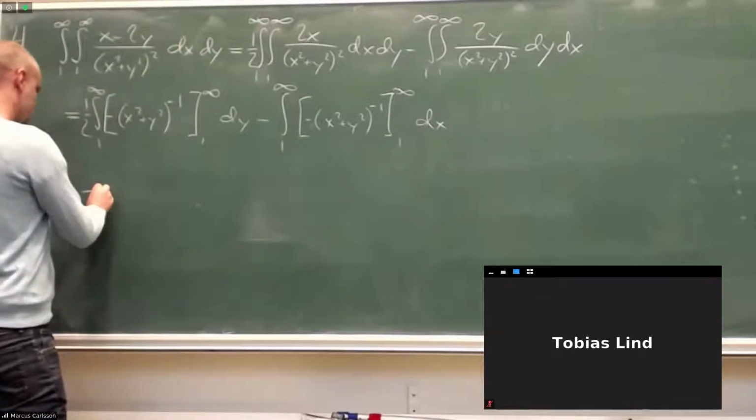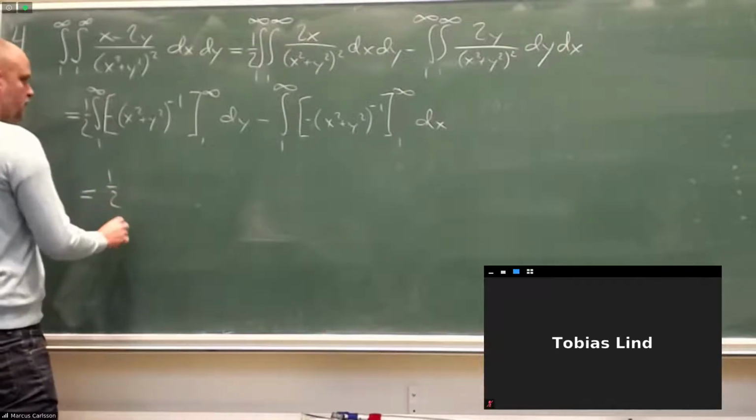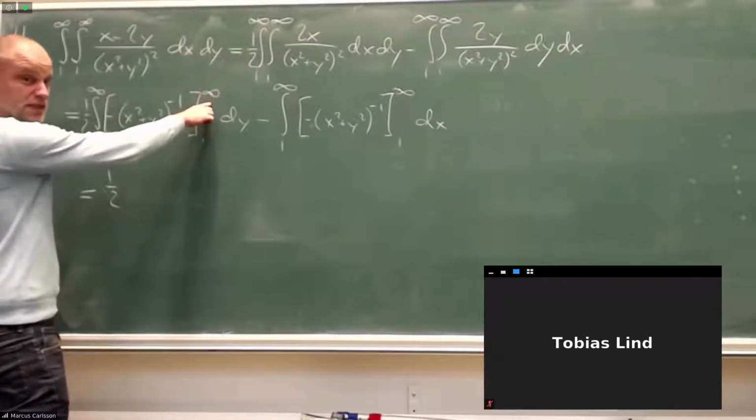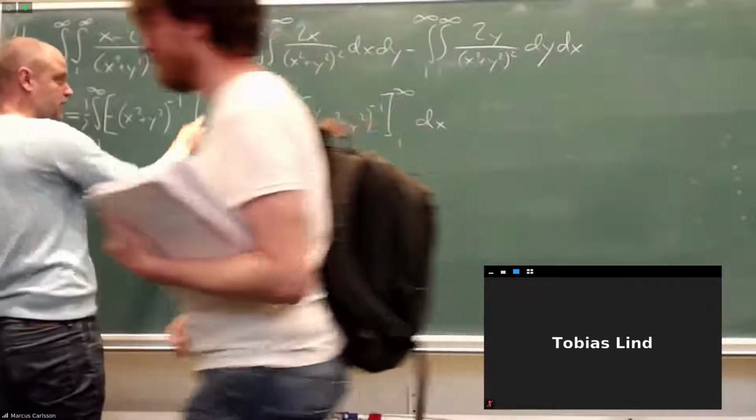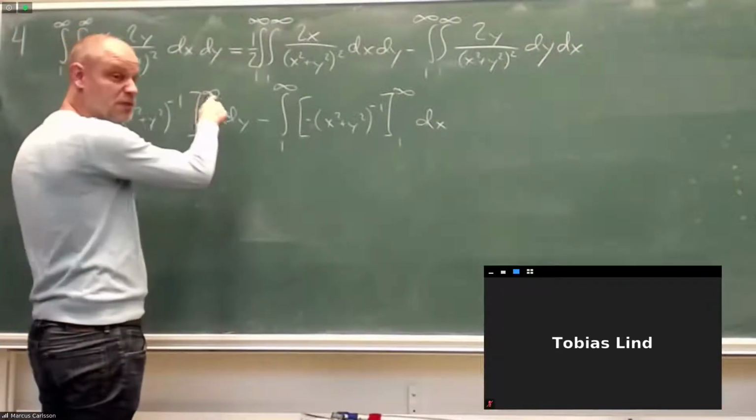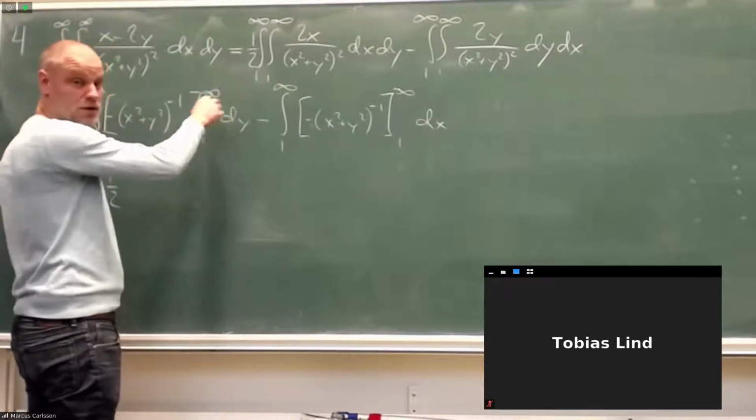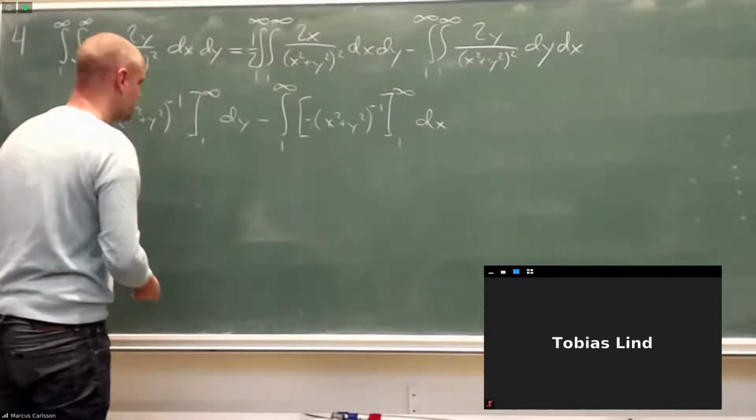So what we get here now is 1/2. Then at infinity, this evaluates to 0. So technically we do a limit, right? We write here a big R, and then take the limit as R goes to infinity.